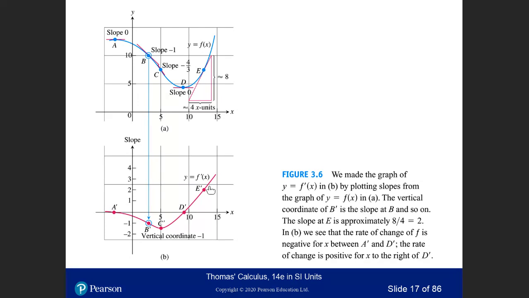So by joining the values here, because we have slope 0, slope -1, slope -4/3, slope 0 again, and slope 8 here, joining these points, we have a rough sketch of the derivative of the function. What type of function is the derivative we see from here?